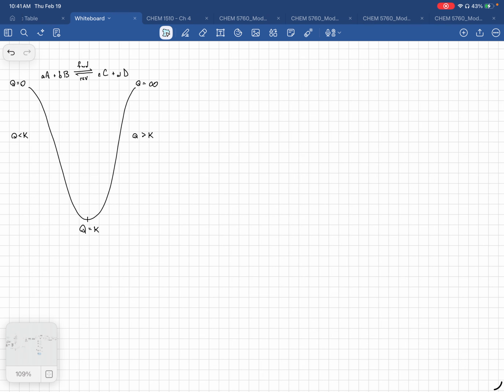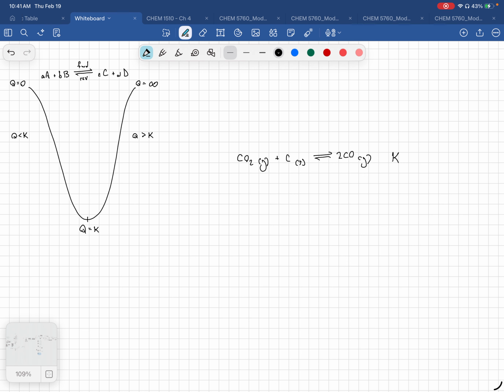Okay. So same deal. We are going to use the following reaction: CO2 gas plus carbon solid in equilibrium with 2CO gas. There's our reaction. We want to know what Kp is this time at some temperature T.